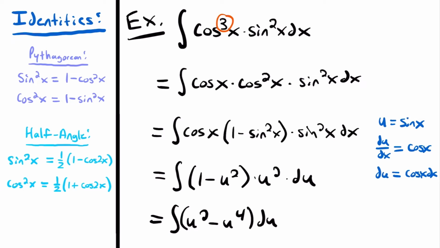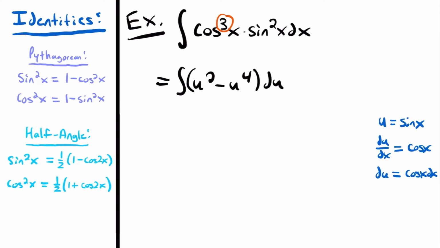And now we have an integral that can easily be integrated using the power rule of integration. Okay, so if I clean up my work here, we can integrate each of these terms. So this is equal to u to the power of 3 divided by 3 minus u to the power of 5 divided by 5 plus c. The power rule of integration says that we add 1 to the exponent and then divide by that new exponent. So u squared becomes u to the third power divided by 3, and u to the fourth power becomes u to the fifth divided by 5.